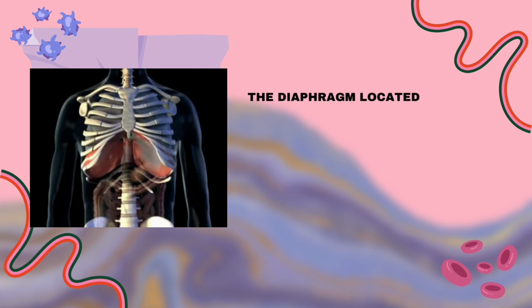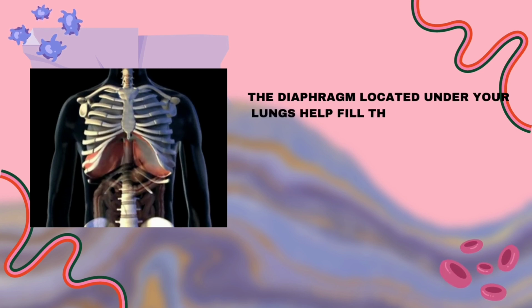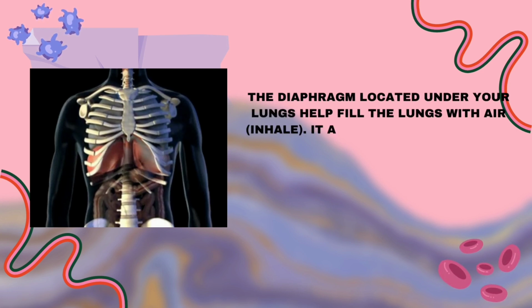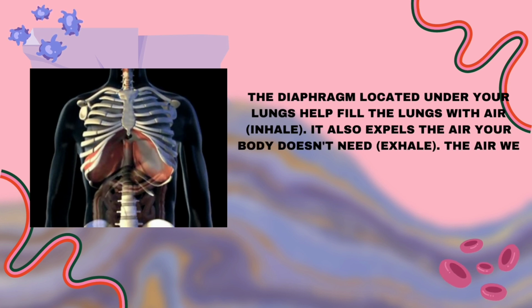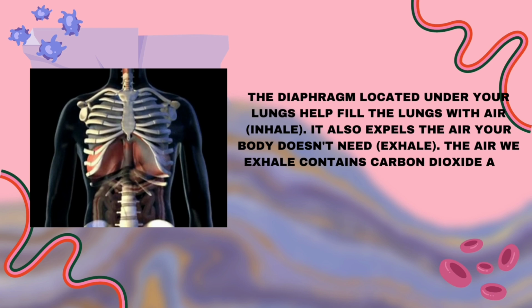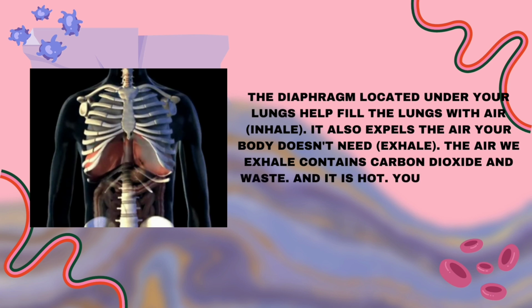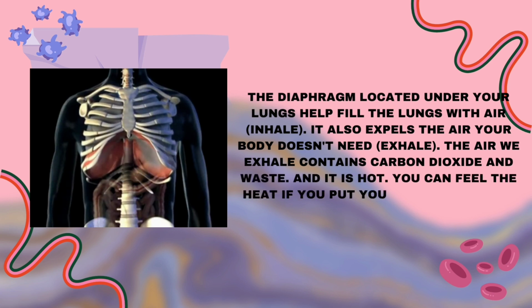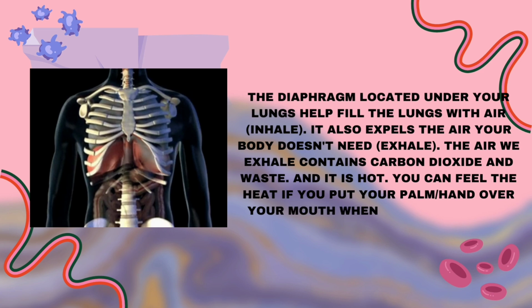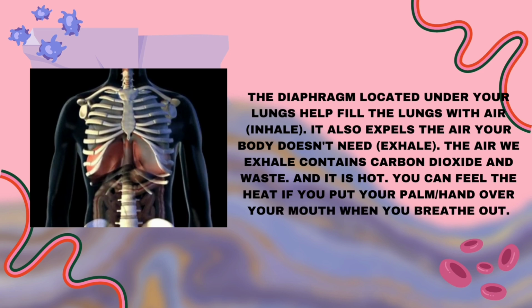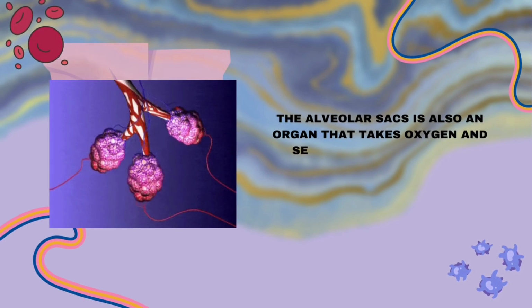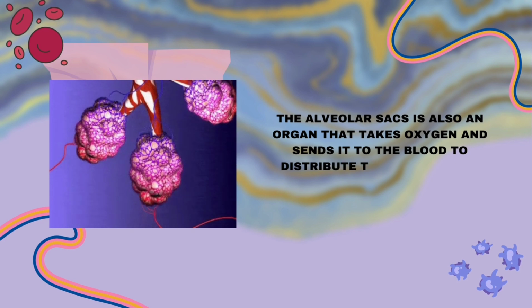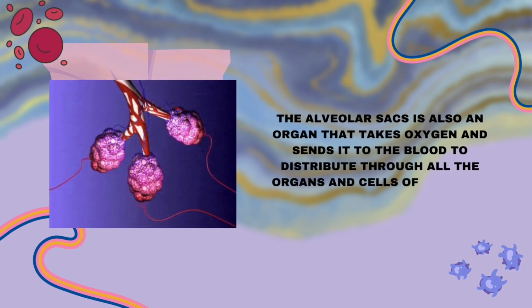The diaphragm, located under your lungs, helps fill the lungs with air. It also expels the air your body doesn't need. The air we exhale contains carbon dioxide and waste, and it is hot. You can feel the heat if you put your hand over your mouth when you breathe out. The alveolar sacs take that oxygen and send it to the blood to distribute through all the organs and cells of our body.